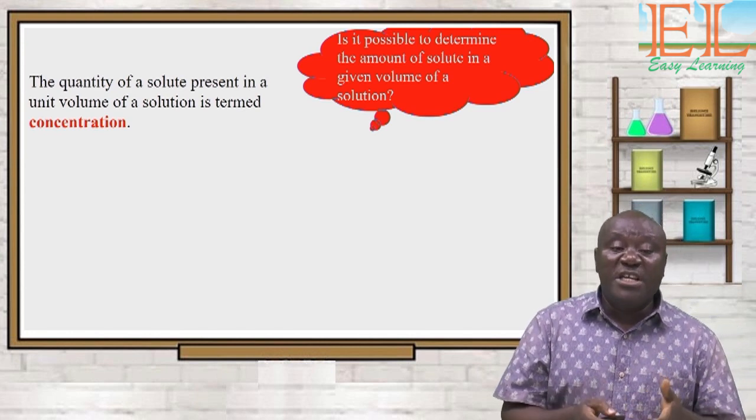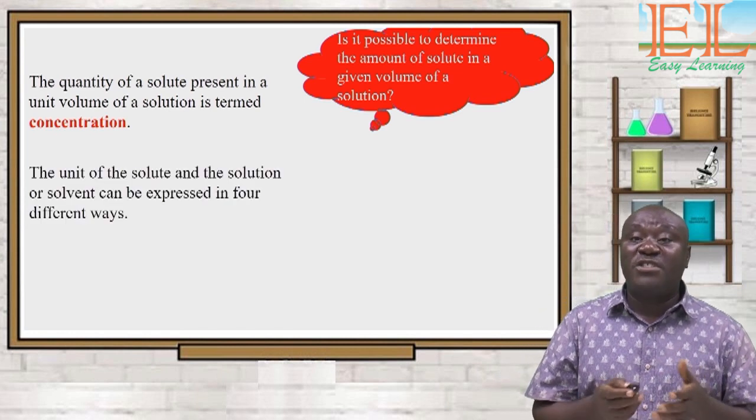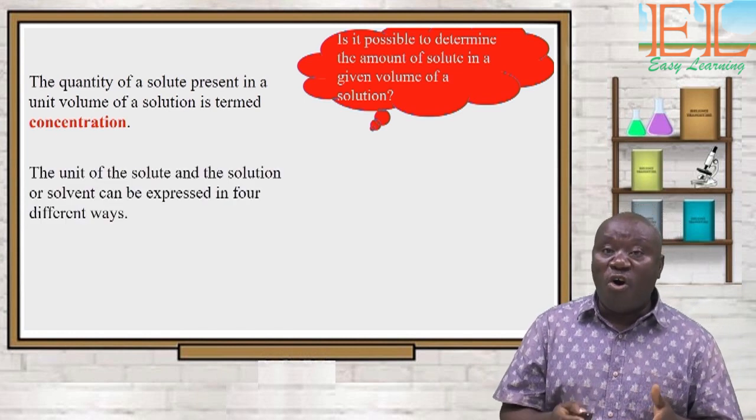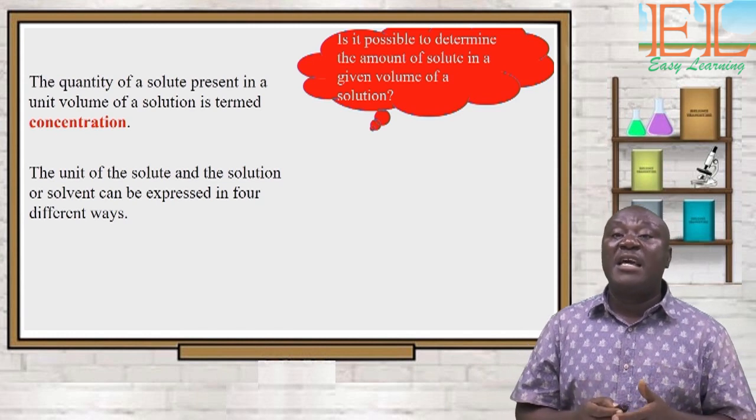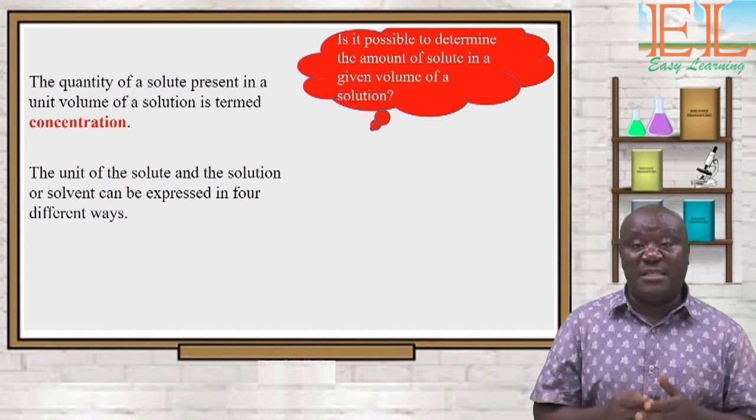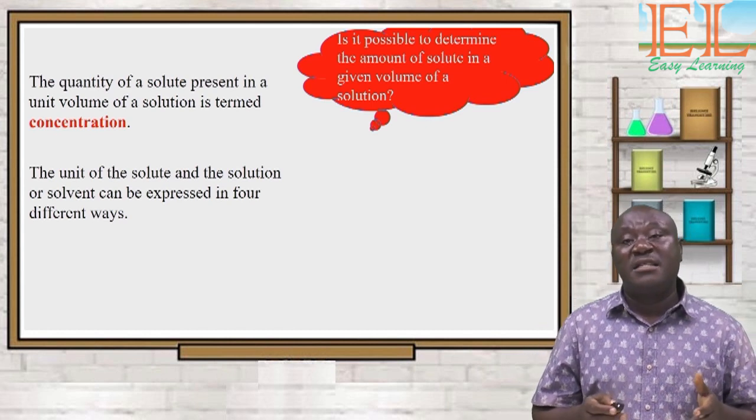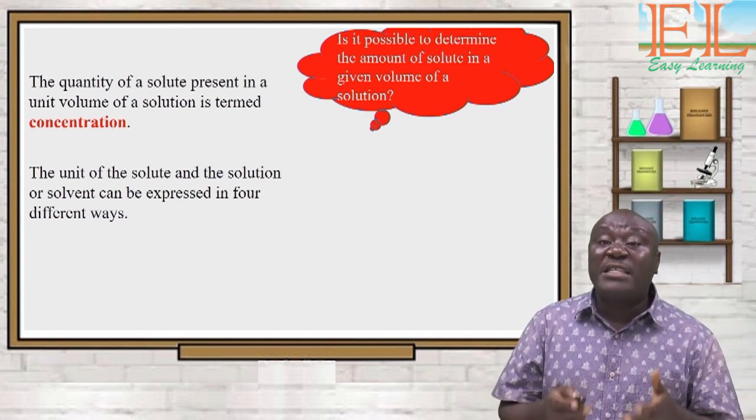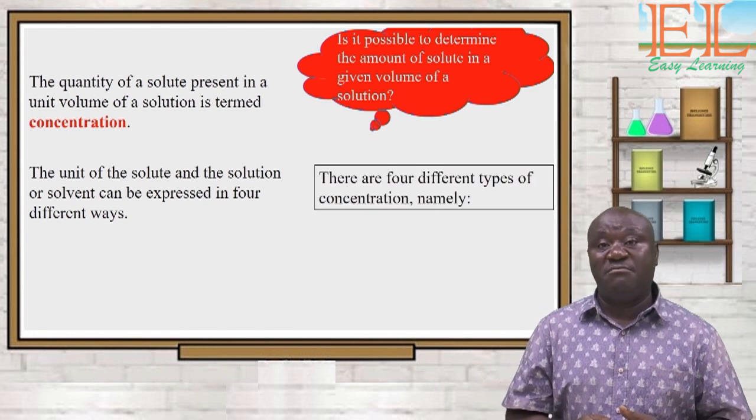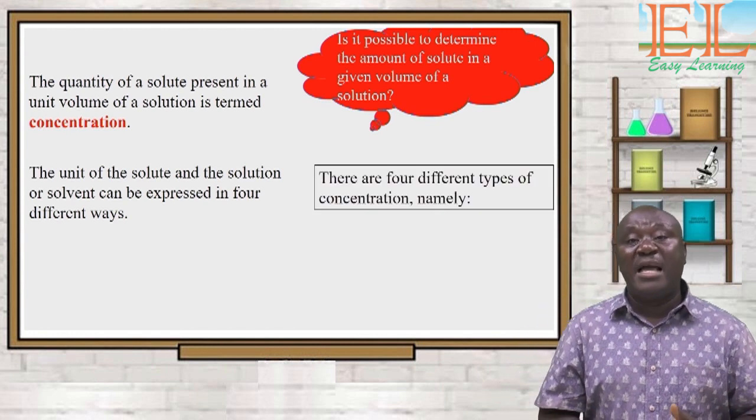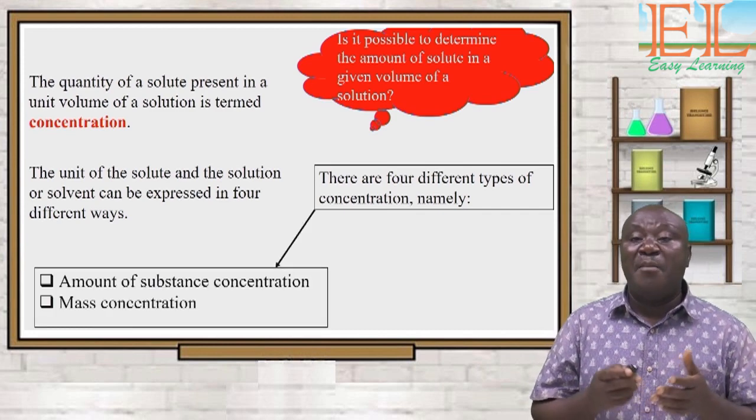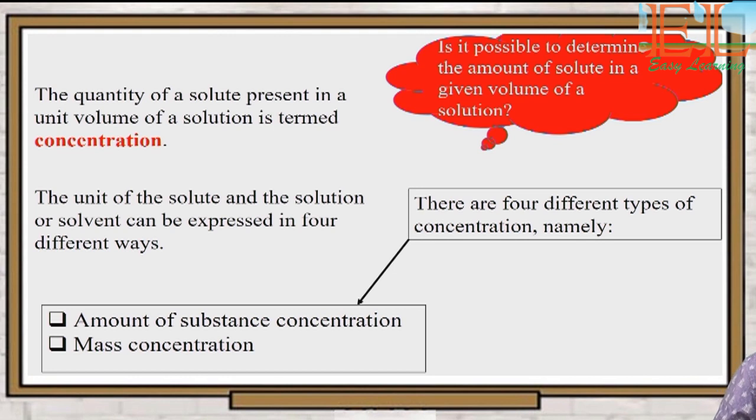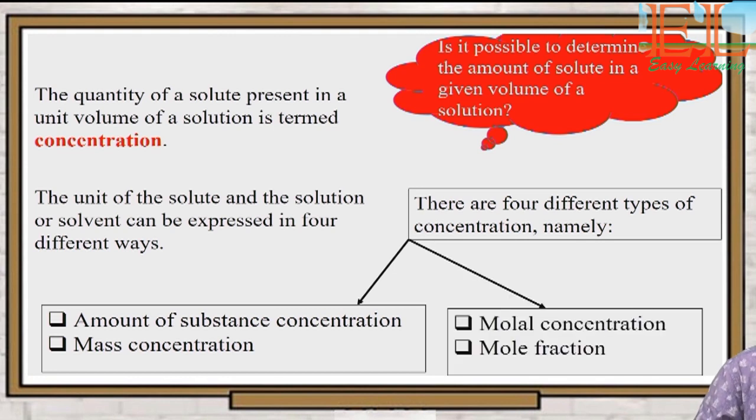The units of solute and solution, or the solvent, can be expressed in 4 different ways. So there are 4 different types of concentration, namely amount of substance concentration, mass concentration, molar concentration, and mole fraction.